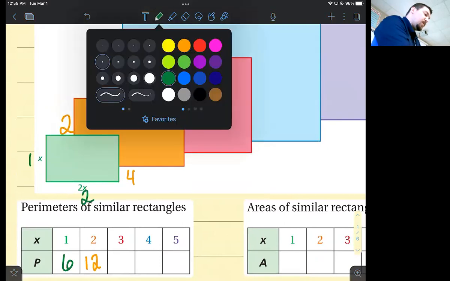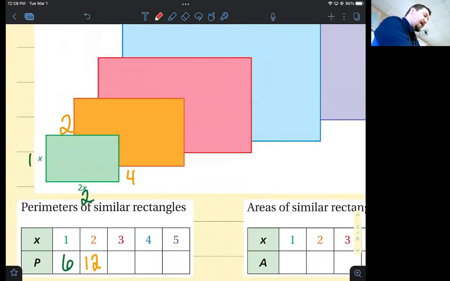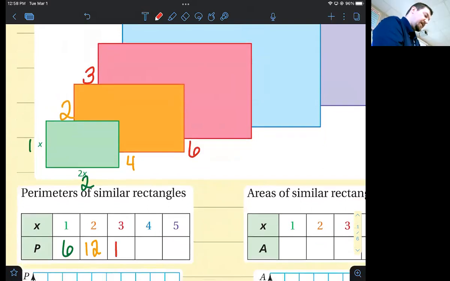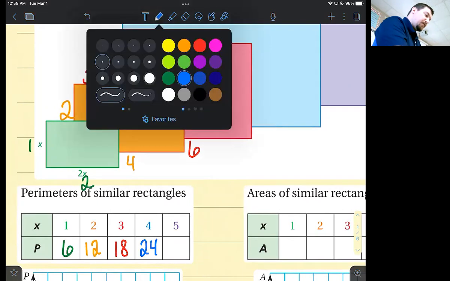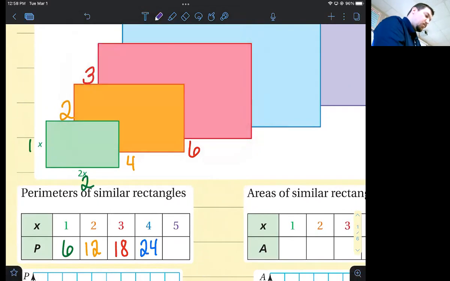For the red rectangle, if we plug in 3 for X and it has a width of 3, its length is going to be twice that. And what would its perimeter be, Sky? 18. Are you seeing a pattern here? Yes. Is it a linear pattern? Yes. As X increases by 1, Y is increasing by 6. Okay. So we can go ahead and predict the next one's going to be 24. And then for the purple, we can predict 30.